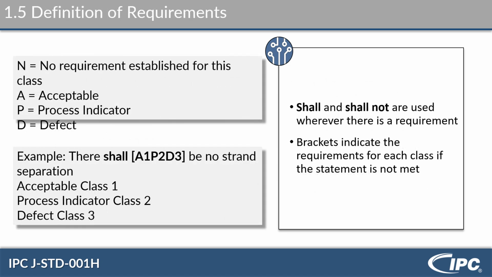We touched on this in class as well. The NAPD: N is no requirement, A is acceptable, P is process indicator, D is defect.